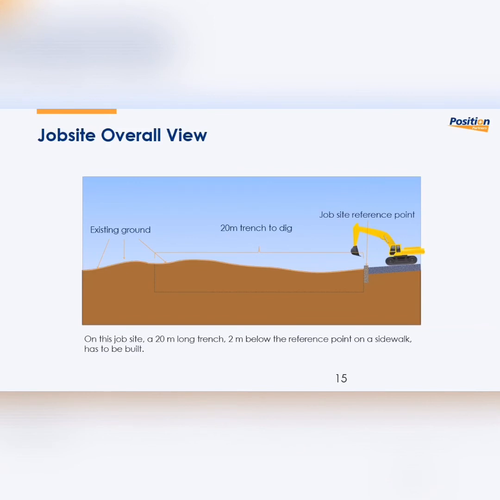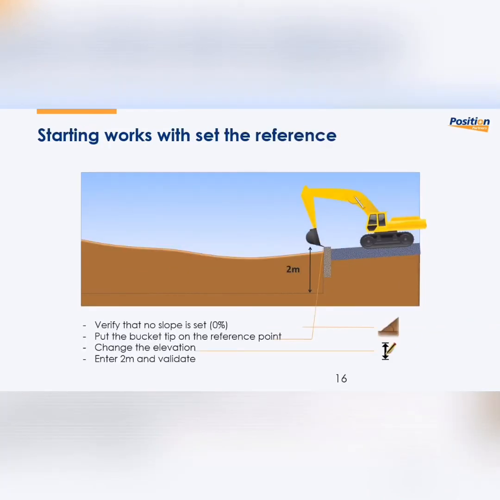To help you understand how the system works, to differentiate between the system without laser and the system with laser, and to show how easy it is to work with laser, let's go through these few slides. In this slide we show an example of trench excavation, a 20 meter trench excavation. We have undulated existing terrain. We want to dig 2 meters below the reference point on the sidewalk.